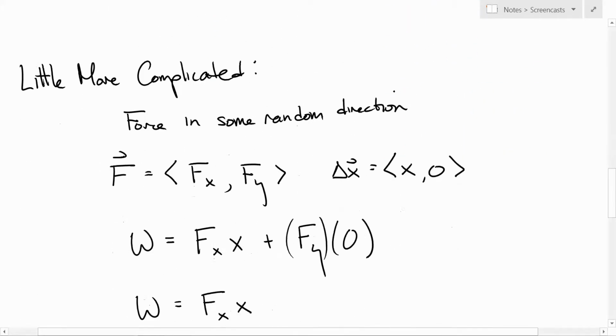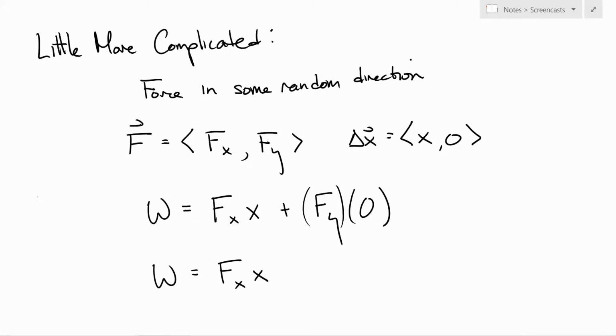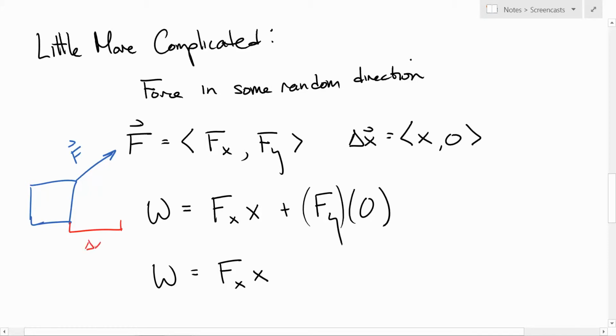Next worst case, a little more complicated. Let's say the force is off in some random direction. So now we're looking at a box. The box is being pulled up with some force that has an x component and a y component, but is only moving in the x direction. This also equally well could work for a force in a simple direction and a displacement in a complicated direction. We'll talk about this kind of for gravity.